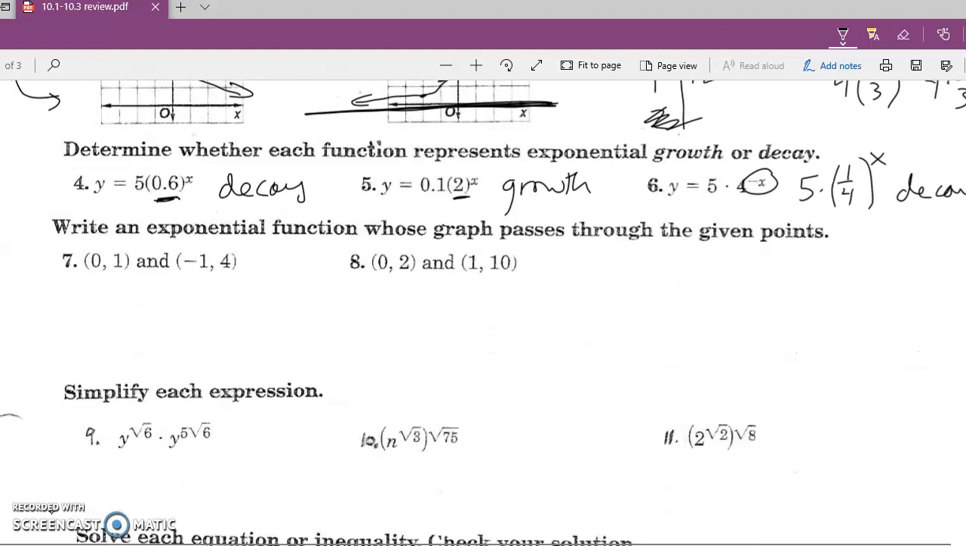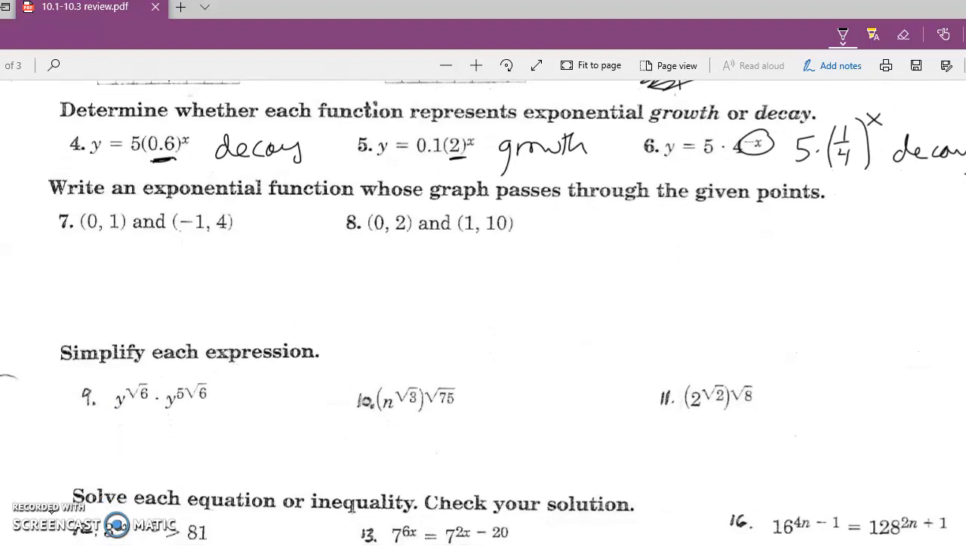Okay, the next part here is writing an exponential whose graph passes through the given points. Now for these two, all you need to do is use y equals ab to the x power. That's your standard equation for an exponential function. And you take these 2 points, this is x, this is y, this is x, and this is y. And so basically you take 2 and you plug it in for y, so you put your 2 here. Your 0 goes in for x right there, so you get a times b to the 0 power.